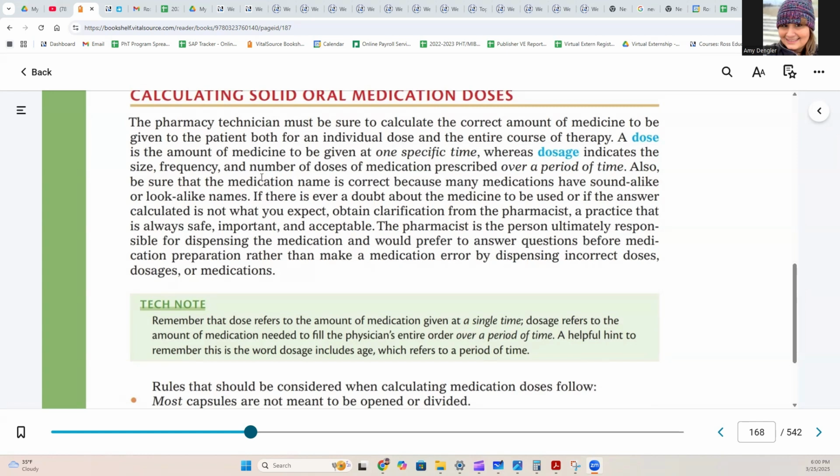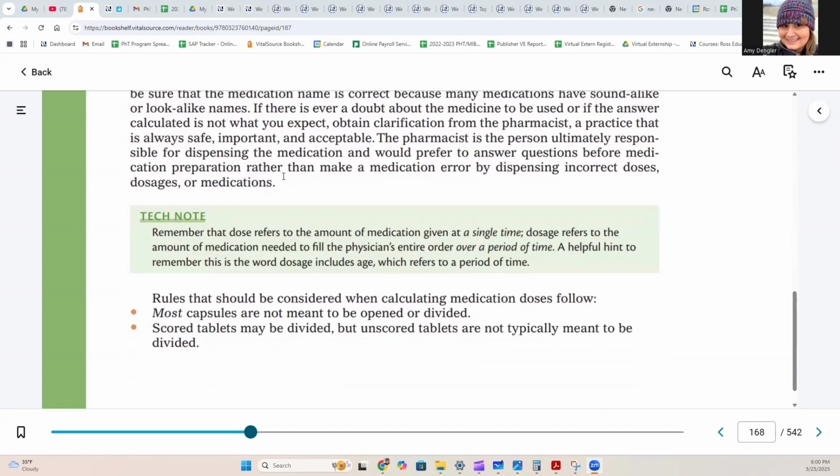When it comes to things like that, you should never just make your own judgment. If you don't know, you want to ask. They're ultimately the person responsible for dispensing the medication and would prefer to answer questions before medication preparation rather than make a medication error by dispensing incorrect dosages or medications.